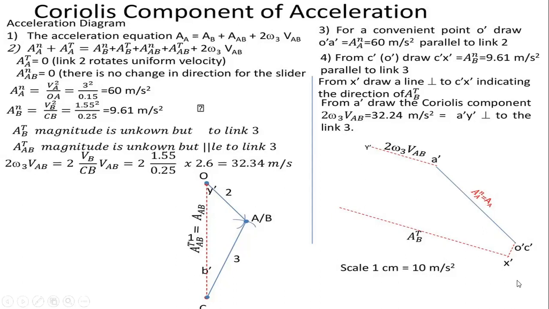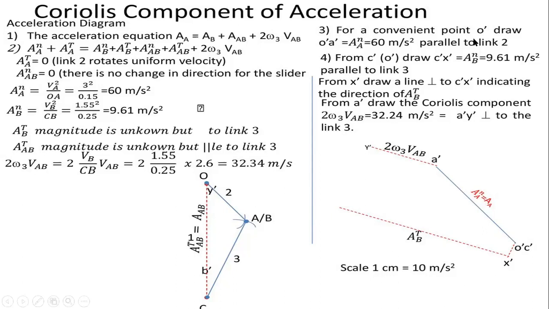So from the point O dash or C dash, draw the CX line. This is the CX line, drawn as a dotted line, which is parallel to link 3. From the X dash line, draw a line perpendicular to C dash X dash. This line is the tangential acceleration of B, indicating the direction of tangential acceleration of B.